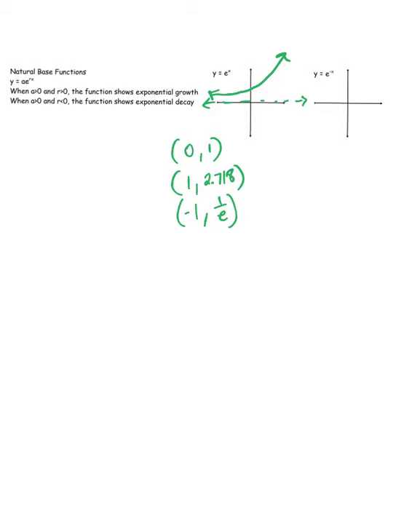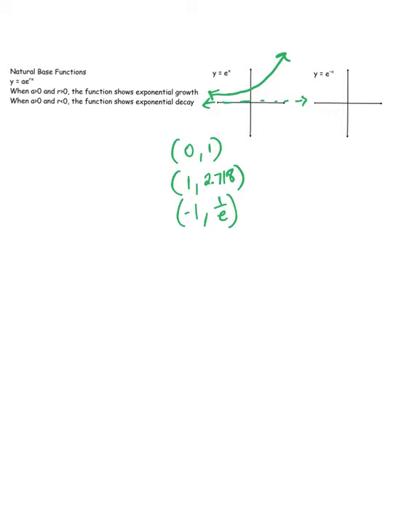So here we have e to the x power. Well, we know that's going to be a growth function, so all those properties are going to be entailed here. We have that horizontal asymptote at y equals 0. We're showing growth, so we are still going through the point (0, 1) and (1, e), right? E to the first power would be e, which is that 2.718. And then if we have negative 1, that would be 1 over e, or 1 over 2.718, which is what I sketched on the graph there.